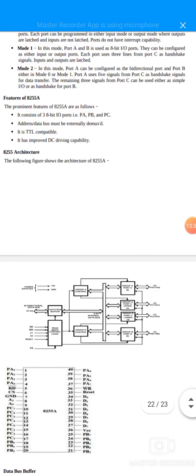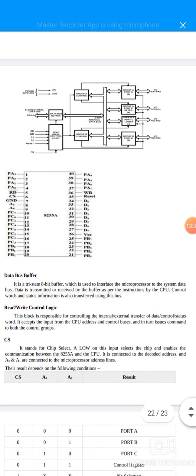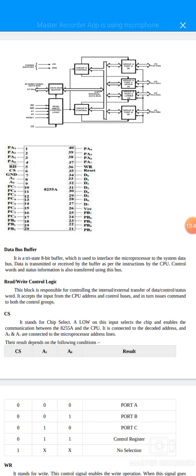8255 architecture: this is the architecture diagram displayed on the screen. This is the pin diagram of the 8255A. The data bus buffer is a tri-state 8-bit buffer used to interface the microprocessor to the system data bus. Data is received by the buffer and then instructions are given by the CPU. Control words and status information are also transferred using this bus.